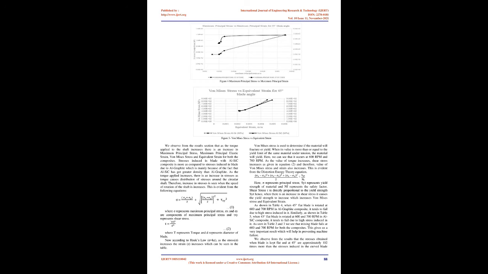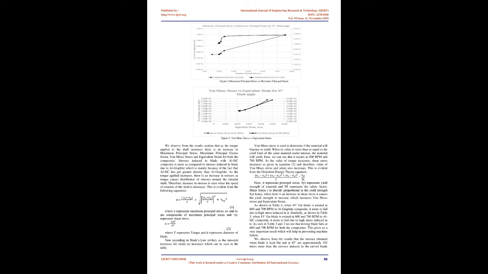This is evident from the equation where T represents torque and D represents diameter of blade. Now according to Hooke's law, S equals K times E, as the stress, S, increases the strain, E, increases, which can be seen in the table. Von Mises stress is used to determine if the material will fracture or yield. When its value is more than or equal to the yield limit of the same material under tension, the material will yield. Here, we can see that it occurs at 600 rpm and 700 rpm.